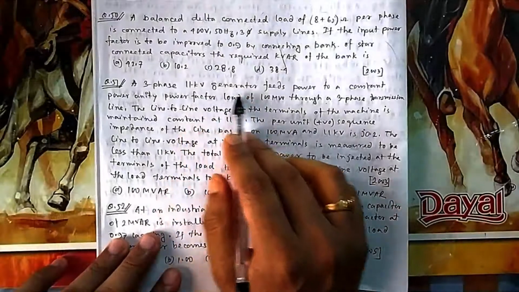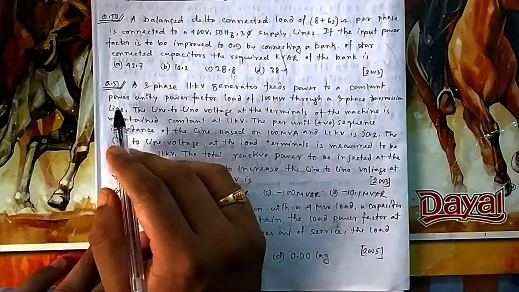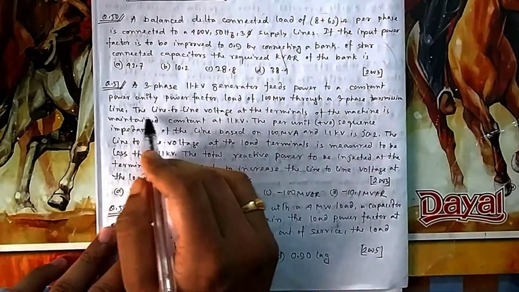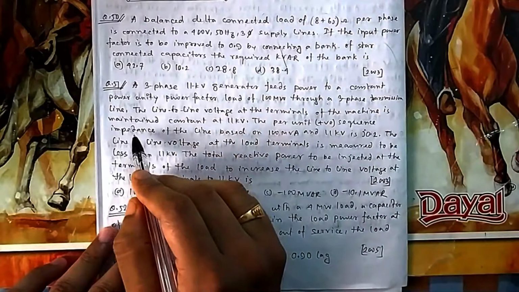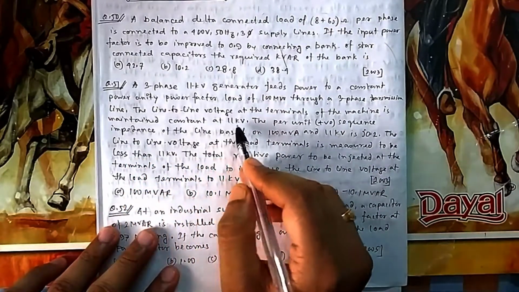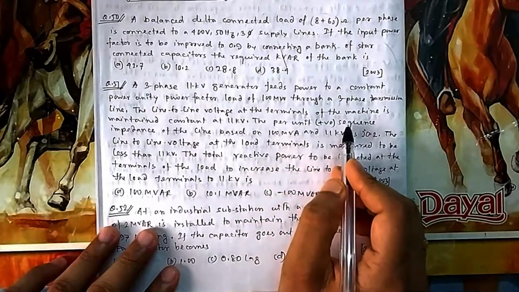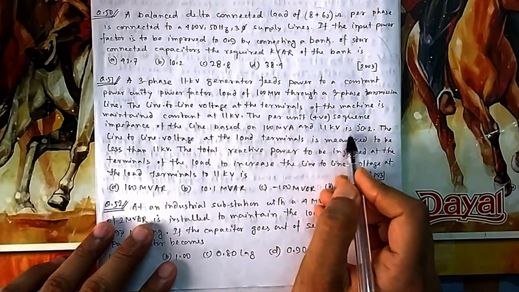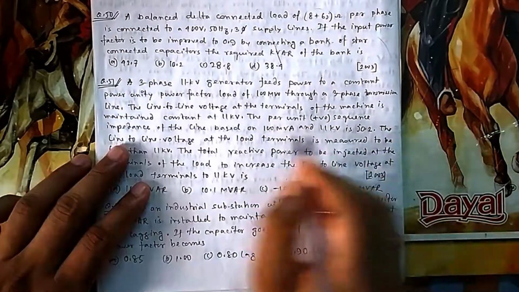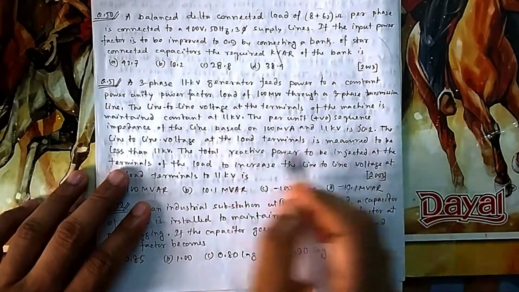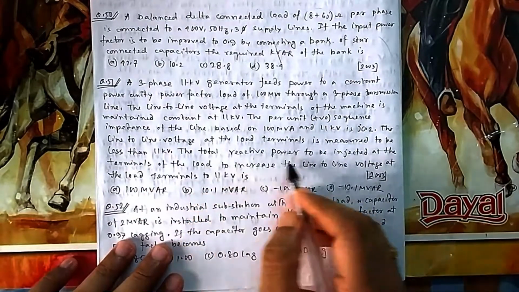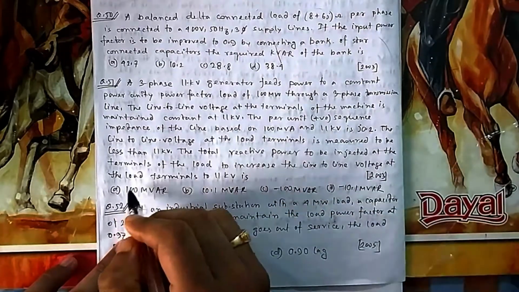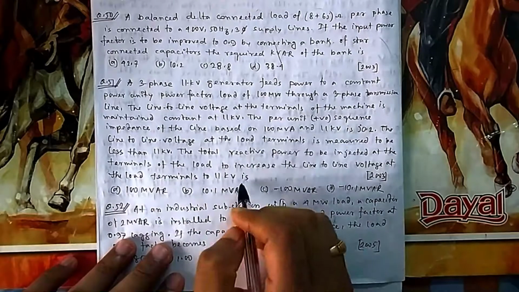A 3-phase 11 kV generator feeds power to a constant power unity power factor load of 100 megawatt through a 3-phase transmission line. The line-to-line voltage at the terminals of the machine is maintained constant at 11 kV. The per unit positive sequence impedance of the line based on 100 MVA and 11 kV is j0.2 in per unit. The line-to-line voltage at the load terminal is measured to be less than 11 kV. The total reactive power to be injected at the terminals of the load to increase the line-to-line voltage at the load terminals to 11 kV. So this is the question.